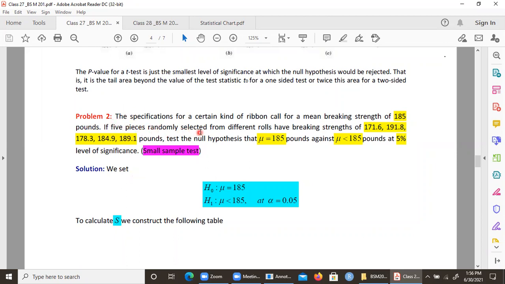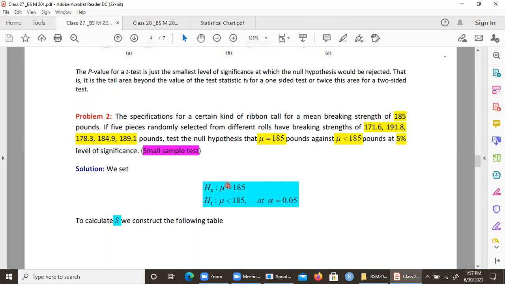If 5 pieces randomly selected from different rolls have breaking strengths, 5 values are given. So these 5 values will contribute to calculating the sample mean breaking strength. So these are my sample points. Test the null hypothesis that this is true against mu less than 185. Now it is specifically mentioned that you have to consider the lower-tail one-tail test, so we have mentioned it here in the alternative hypothesis, mu less than 185. And in the question it is mentioned, consider your level of significance to be 5%.